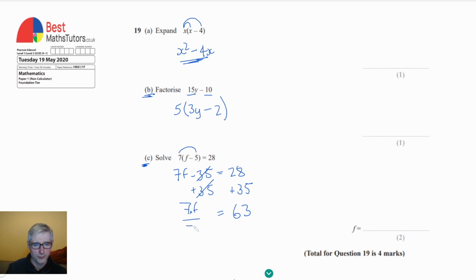So if we do that, we can divide by 7 there and divide by 7 there. The 7's will cancel here. And then we've got f equals 63 divided by 7, which means that f equals 9, because 63 divided by 7 is 9. And that's it. That's the final part of the question done, f equals 9.